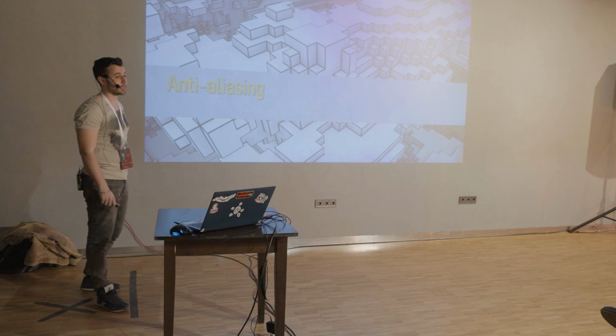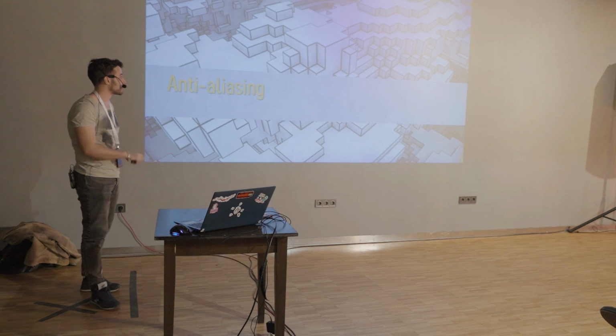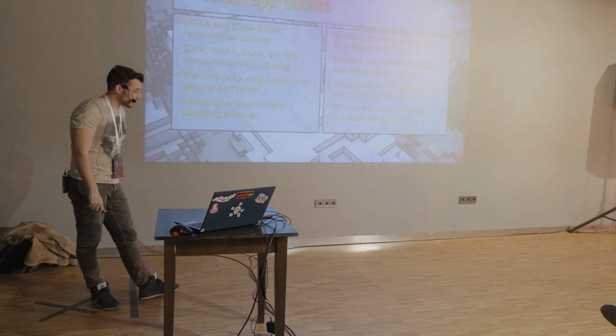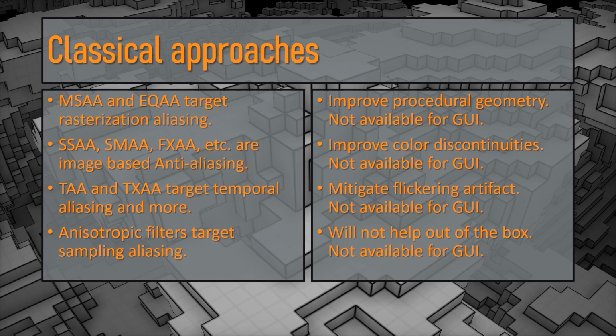Let's talk about anti-aliasing, because once you do your fancy effects, you see that the resolutions are insufficient and so on. There are a lot of options for anti-aliasing, and none of them usually works for your procedural geometry. There's multi-sampled anti-aliasing. It's unusable for your case.